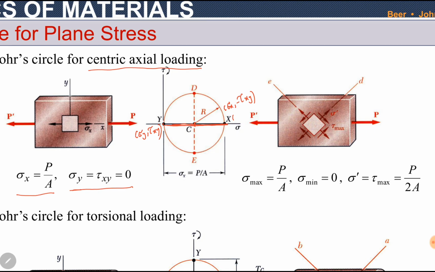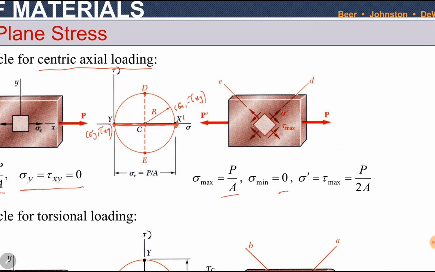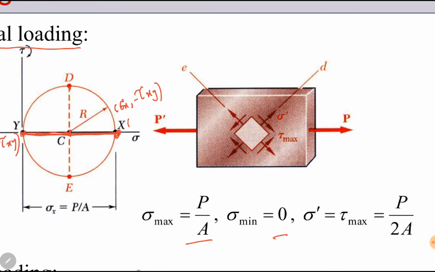And now we can see the sigma maximum is at point x, which is P over A, definitely. Sigma minimum is at point y, which is 0, and tau maximum is the radius of the circle. Sigma maximum is also the diameter of the circle, so sigma maximum divided by 2 is tau maximum. Sigma maximum is P over A, divided by 2 is P over 2A. We can draw this element here.